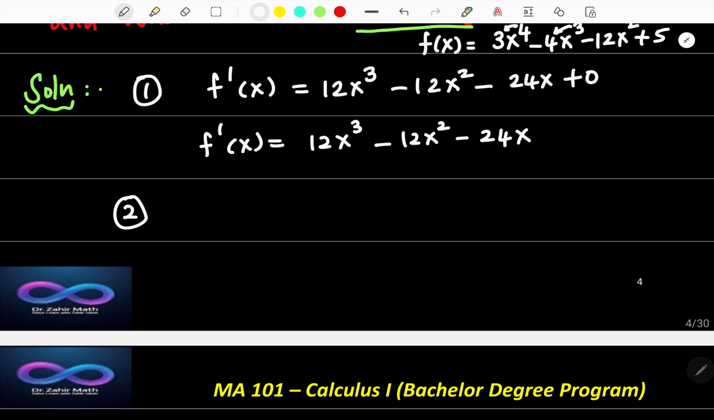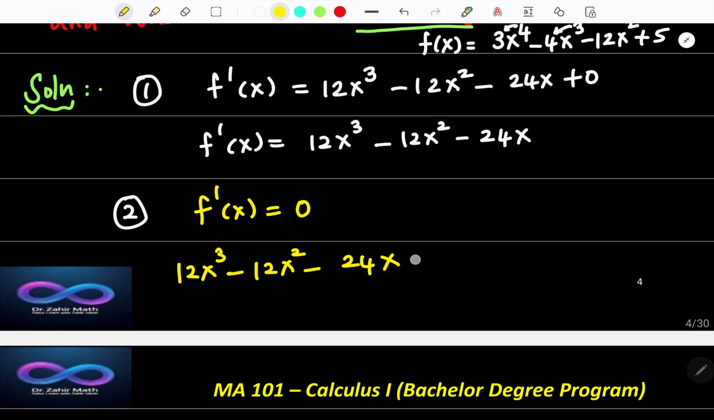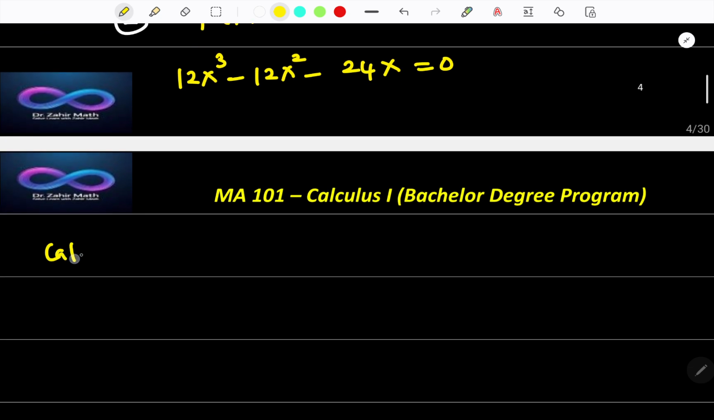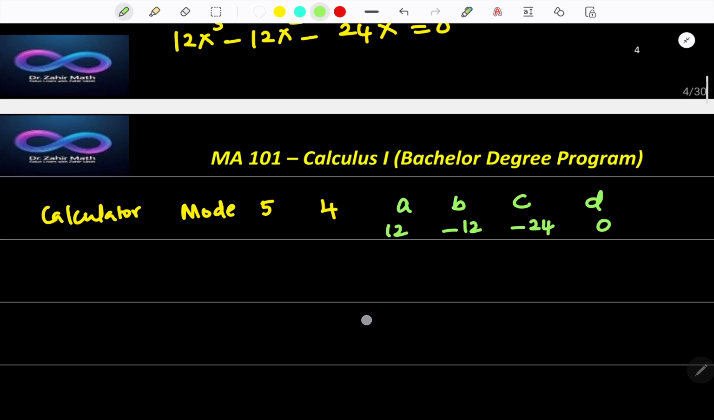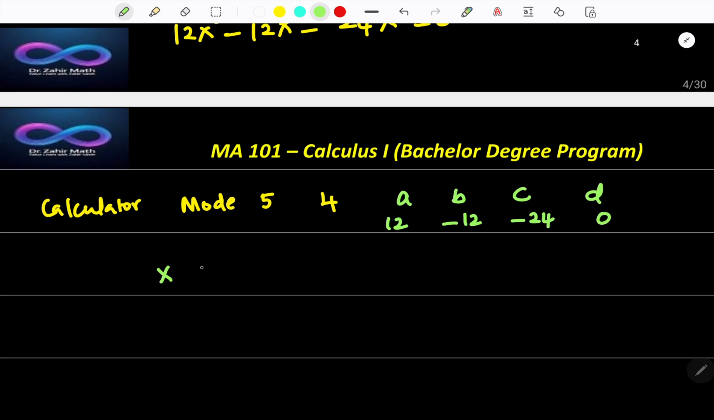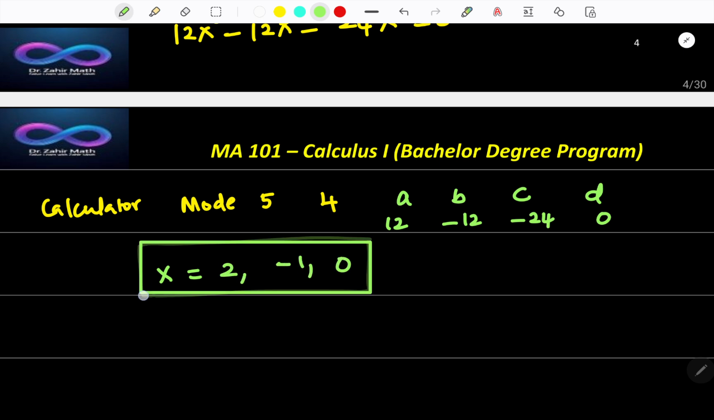Step number 2: put f dash of x equal to 0. So 12x cube minus 12x square minus 24x is equal to 0. Go to the calculator, everybody. Mode 5 and then 4. It will ask A, B, C, D. A is the coefficient of x power 3, which is 12. Then minus 12, minus 24 and 0. The calculator will give you x is equal to 2, minus 1 and 0. Are you getting this value in the calculator?